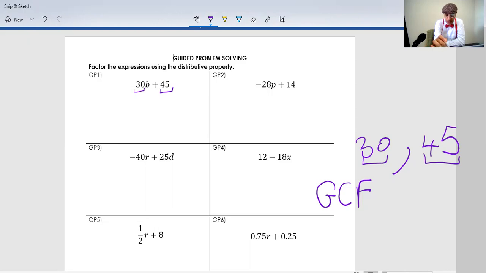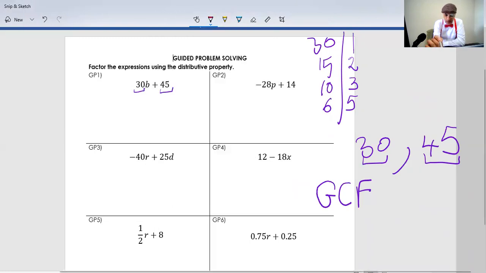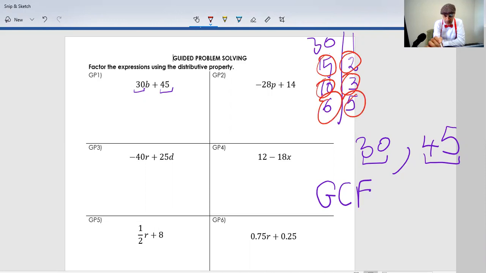So what are the numbers that are factors of 30 and 45, and which one is the largest? If you list the factors of 30, 1 is always a factor, right? And we got 2, 15 times 2 is 30. We got 3, 3 times 10 is 30. We got 4, no, 5, yes, 5 times 6 is 30. And that's it. So the factors for 30 are 1, 2, 15, 3, 10, 5, and 6.